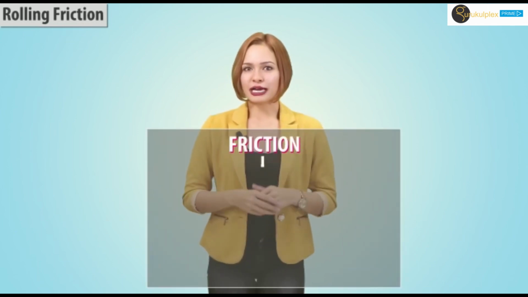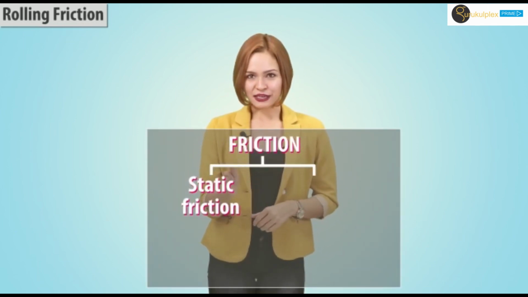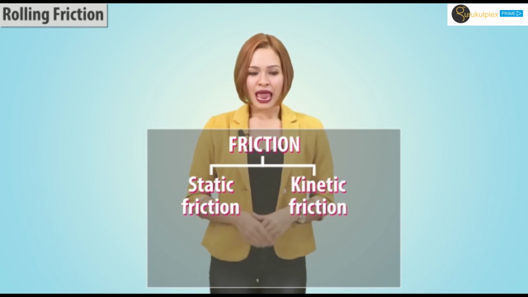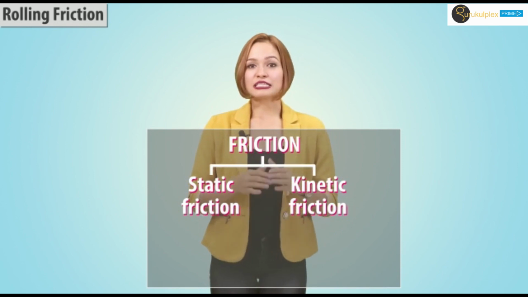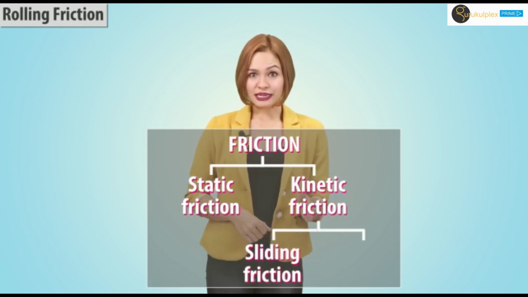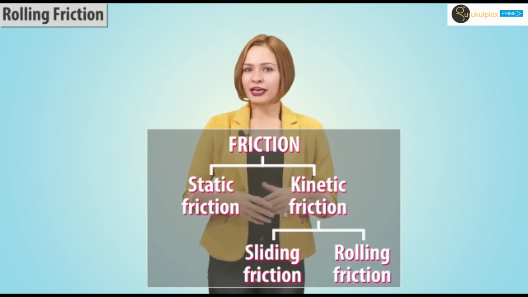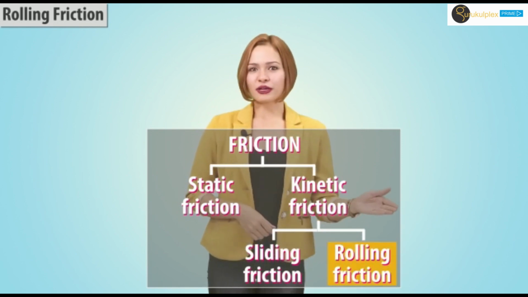Now, in one of our previous modules, we have learned about friction and its types. Let us have a quick recap. Friction is of two types, that is, static friction and kinetic friction. Now, this kinetic friction is further divided into sliding friction and rolling friction. So here, let us talk about rolling friction.